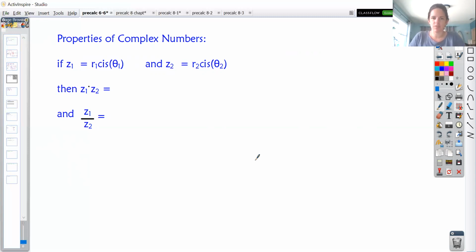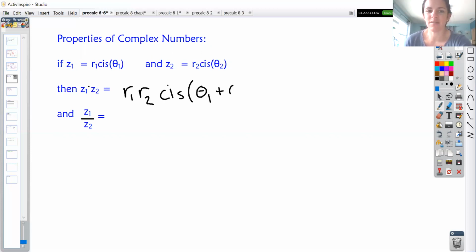So the subscripts are just to denote, to differentiate Z1 versus Z2. Those are not squared, they're not exponents, they're just subscripts. So then we would multiply them by multiplying the radii, so R1 times R2, and then adding the angles, cis theta 1 plus theta 2. And this is amazing, and I'm not going to give you the proof for this, you could maybe look it up, but you can just take my word for it, that it's true and that it works.